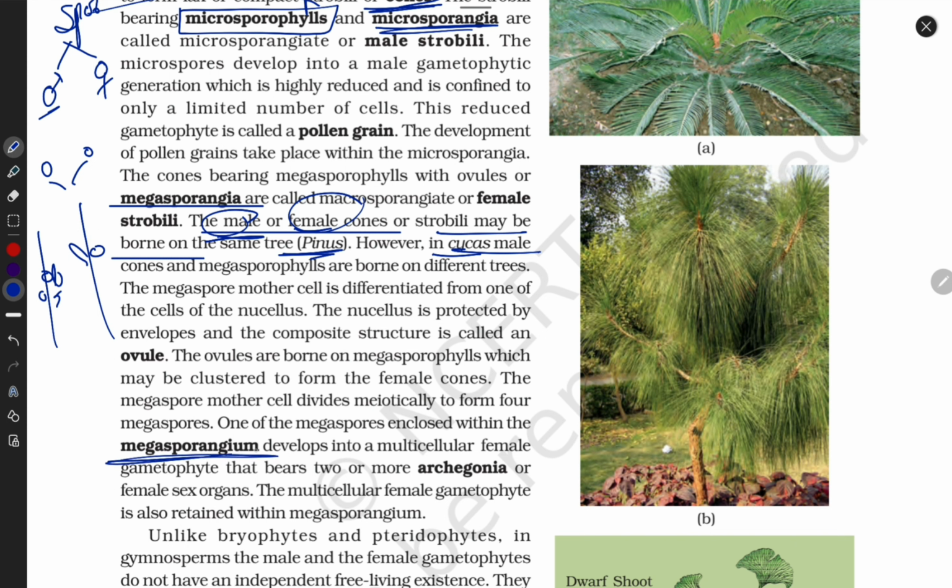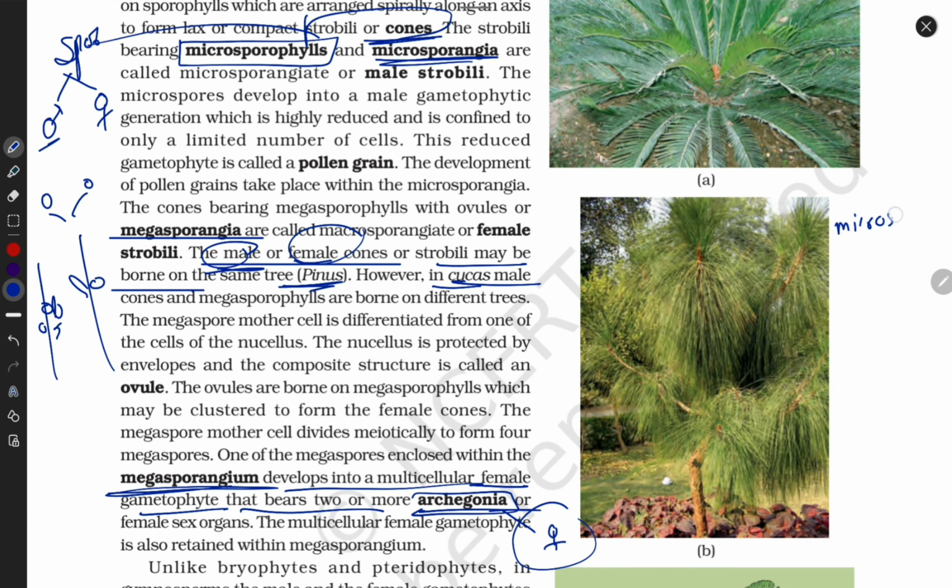Now look here. Megasporangia develop into a multicellular female gametophyte that bears two or more archegonia. Clear? Archegonia means we talk about the female part. And if I use this term antheridia, you have to understand this is talking about male. If I tell you this term microspore, it means I talk about male. If I write microsporangia, you have to identify this is talking about the male part. If I use this term megasporangia, then you have to understand that this is talking about female. If I use this term archegonia, then you have to understand that I am talking about female.